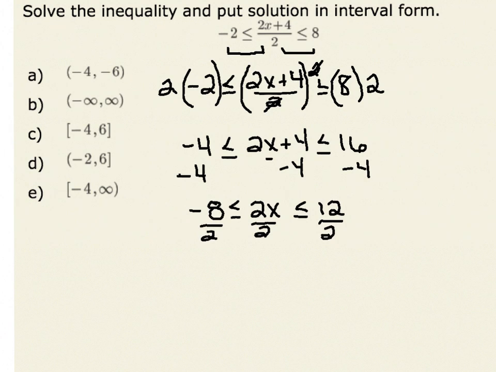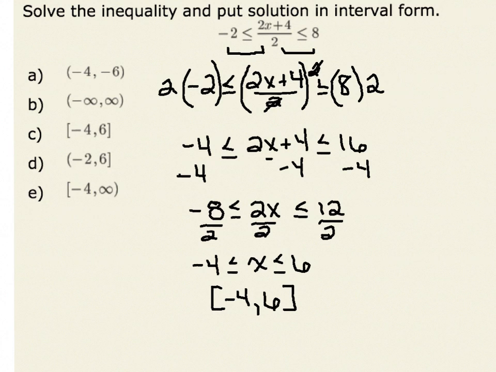of the inequality, giving me negative 4 is less than or equal to x, which is less than or equal to 6. Writing this in interval notation, I can see that x is between negative 4 and 6, including those endpoints of negative 4 and 6. Therefore, I'd want to use brackets and write it as negative 4 to 6. This tells me that any value between negative 4 and a positive 6 will satisfy my compound inequality.